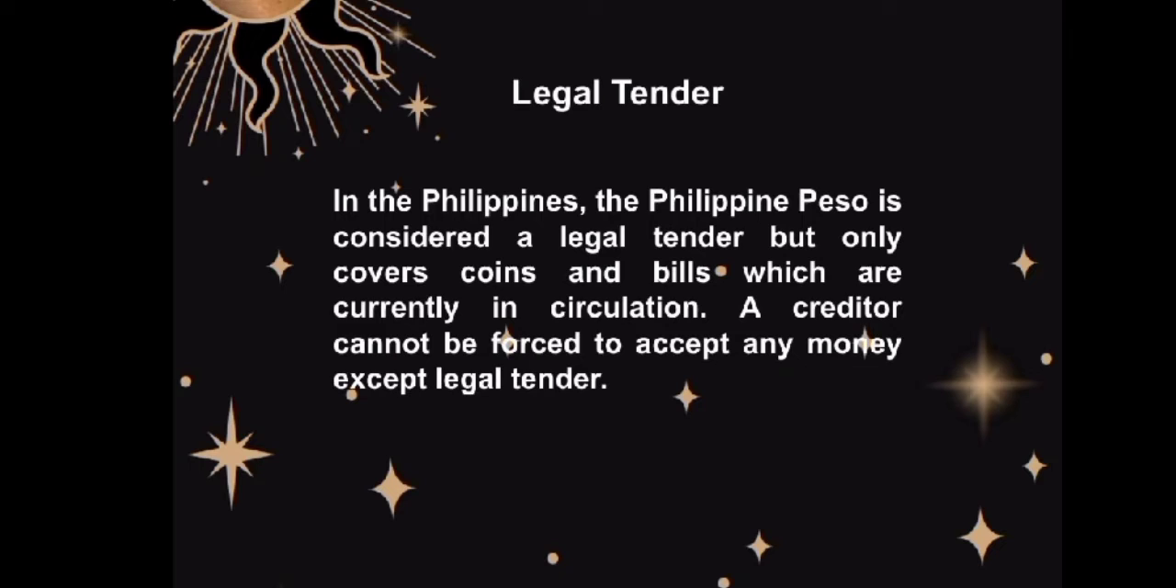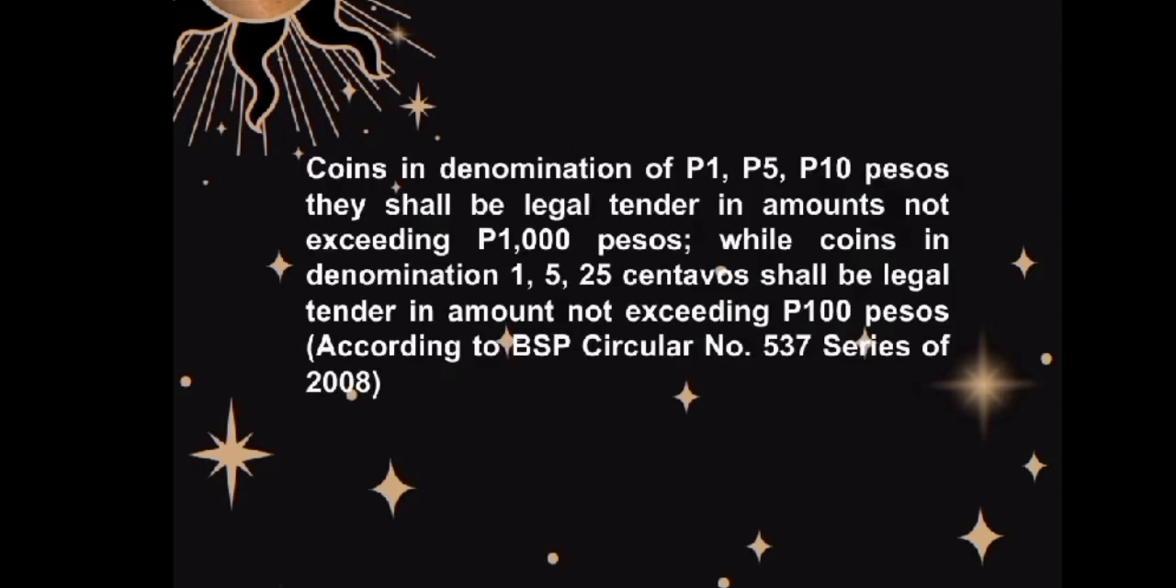A creditor can be forced to accept any money that is legal tender. However, in the case of coins in denomination of 1 peso, 5 pesos, and 10 pesos, they shall be legal tender in amounts not exceeding 1,000 pesos, while coins in denomination 1 centavo, 5 centavos, and 25 centavos shall be legal tender in amount not exceeding 100 pesos, according to BSP Circular Number 537 Series of 2008.